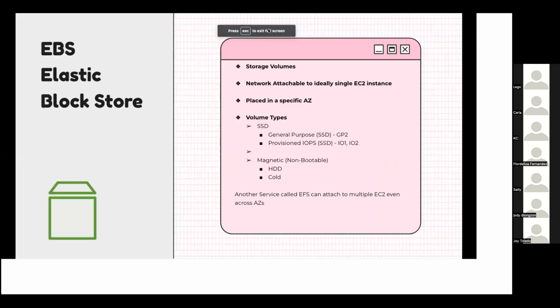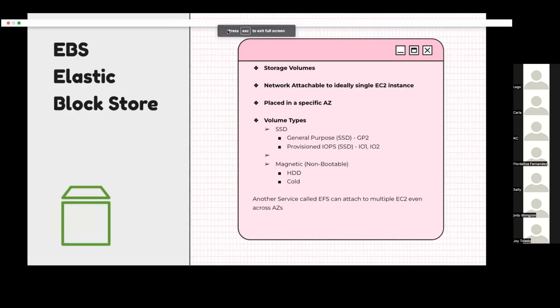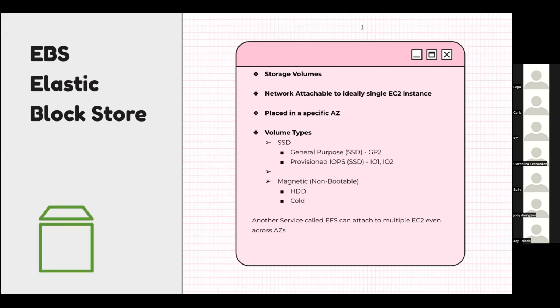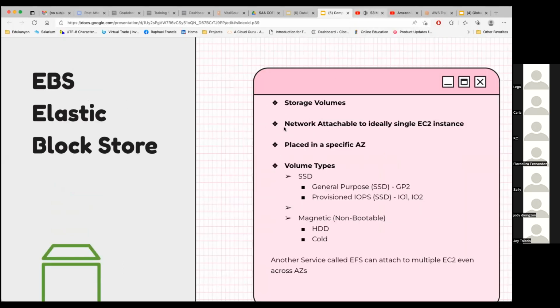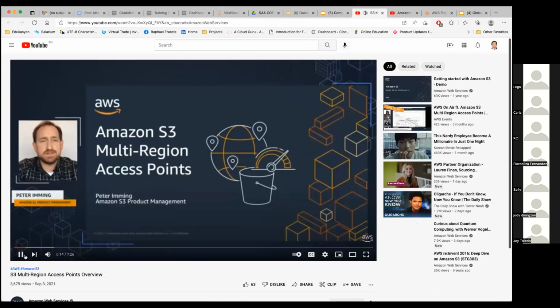My name is Peter. I'm a member of the Amazon S3 product management team. I'll talk to you about a new feature called Amazon S3 multi-region access points.